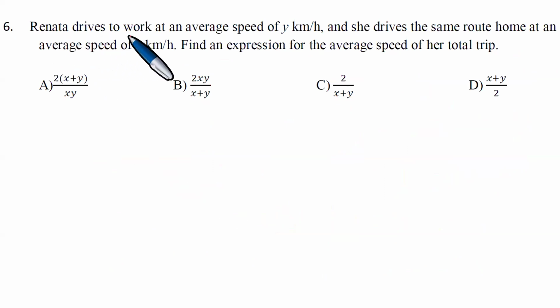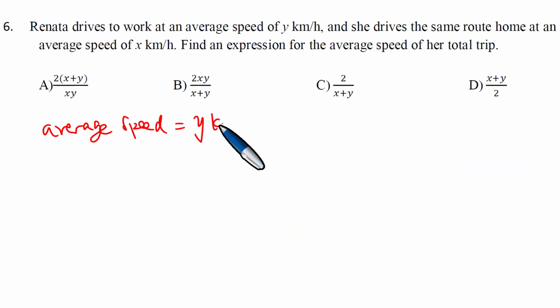Renata drives to work at an average speed of y kilometers per hour. So the examiner gives us what we call the average speed. y kilometers per hour is the average speed. And she drives the same route home at an average speed of x kilometers per hour.